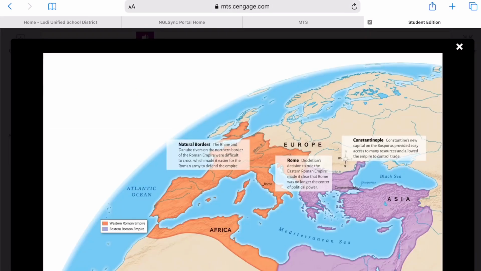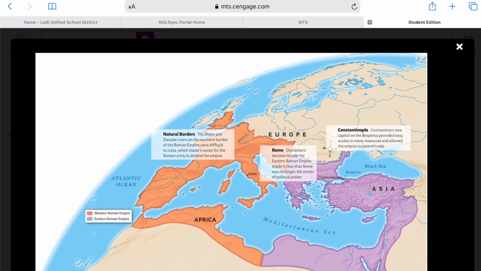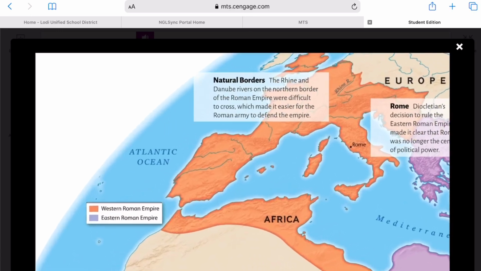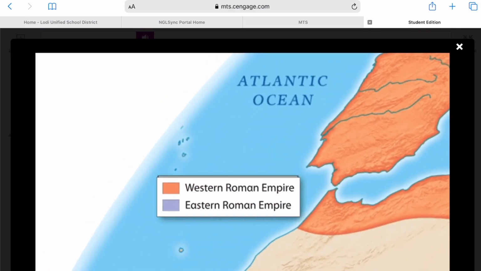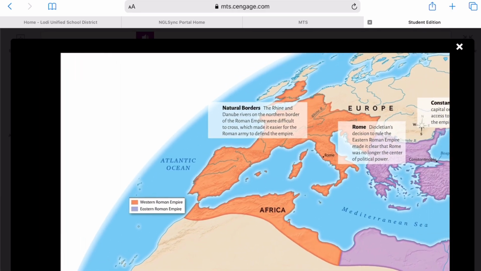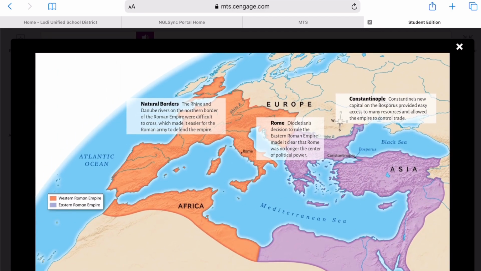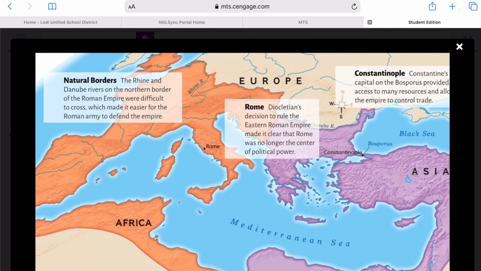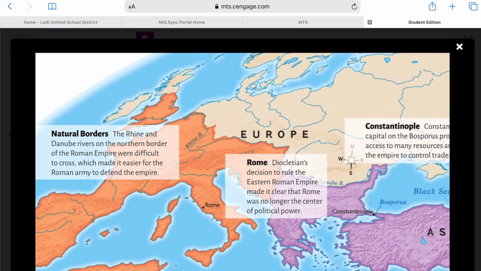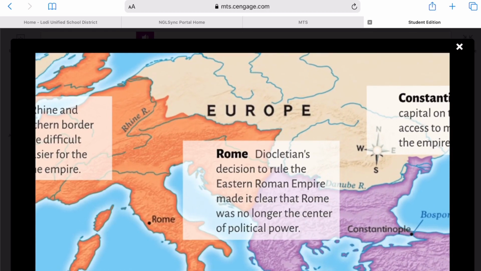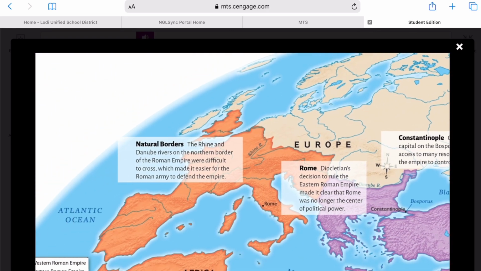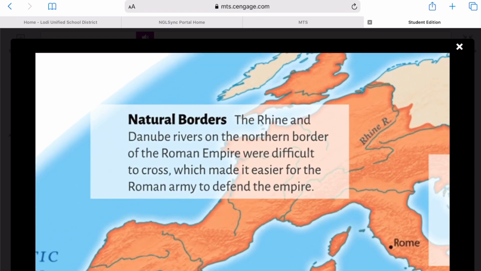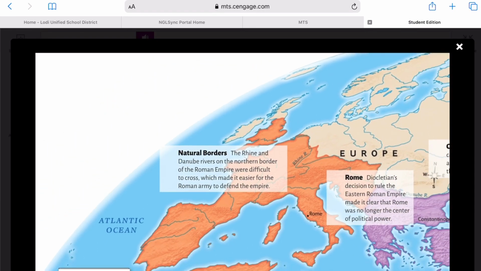Now, let's take a look at how the Roman Empire was divided. The orange part is the western side, and the eastern side is the purple. Diocletian's decision to rule the Eastern Roman Empire made it clear that Rome was no longer the center of political power, because Rome is in the western side. Constantinople was created eventually by Constantine, named after him, and it is in the eastern side of the Roman Empire.